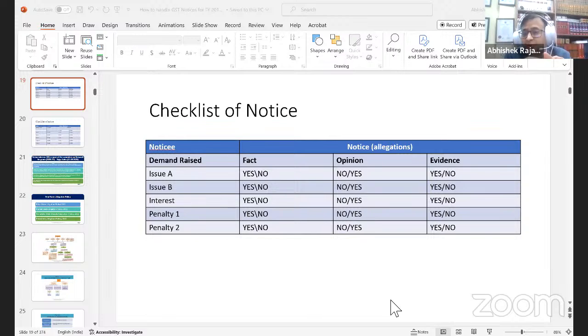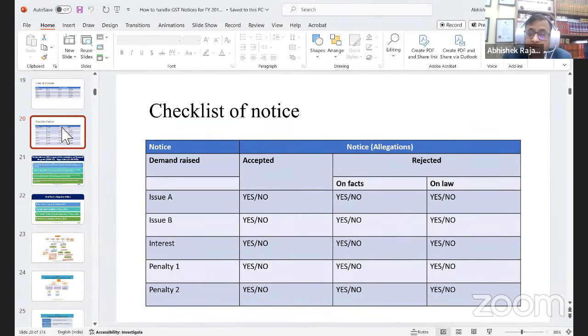Yes or no, you have to bifurcate them. Then, do they have any supporting evidence with them? Then what we want to accept, whether we want to accept it or not. If we want to accept it, pay the amount, file DRC-03. If we want to reject it, whether we want to reject it on the basis of facts or on the basis of law.